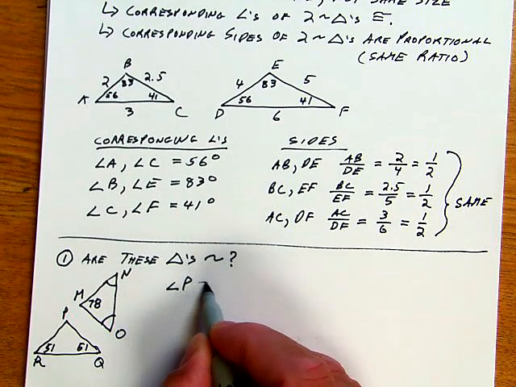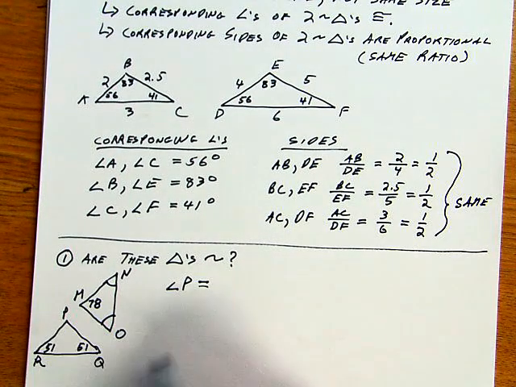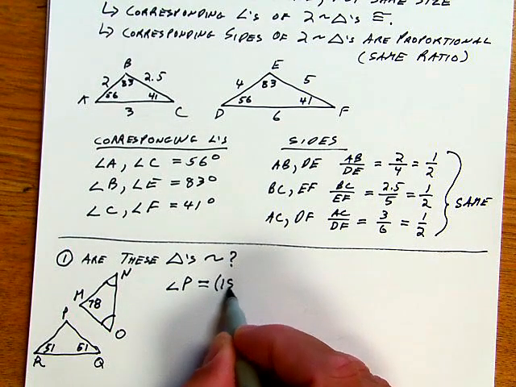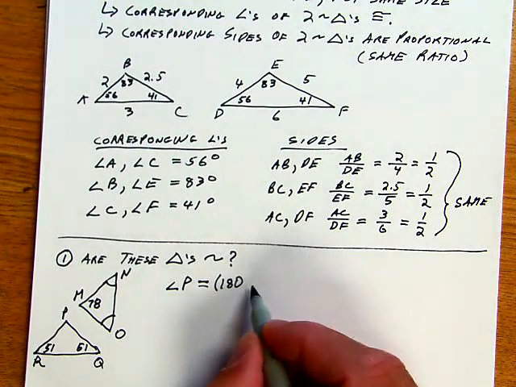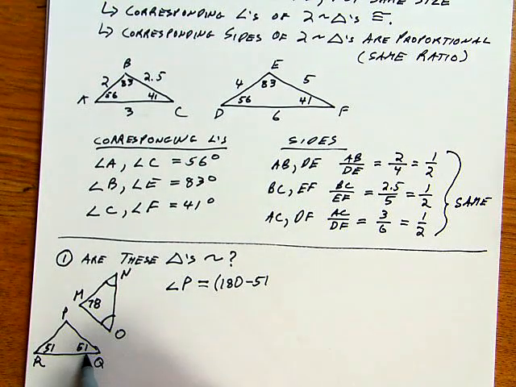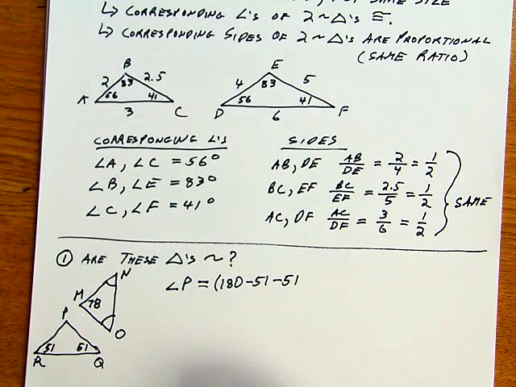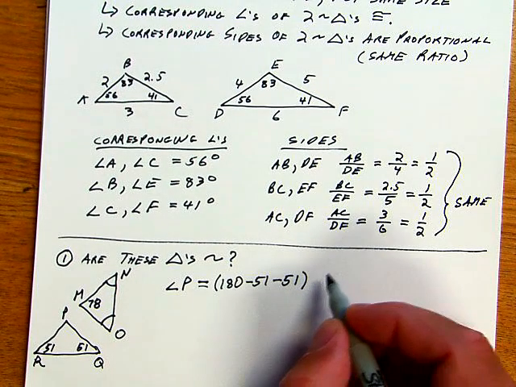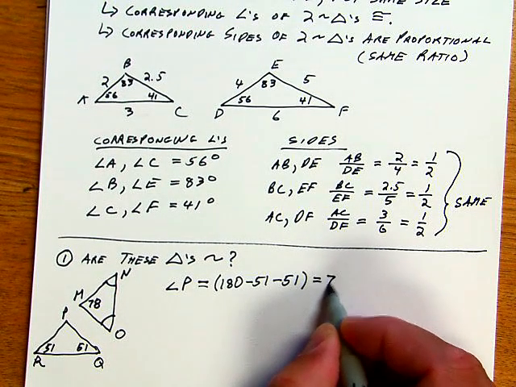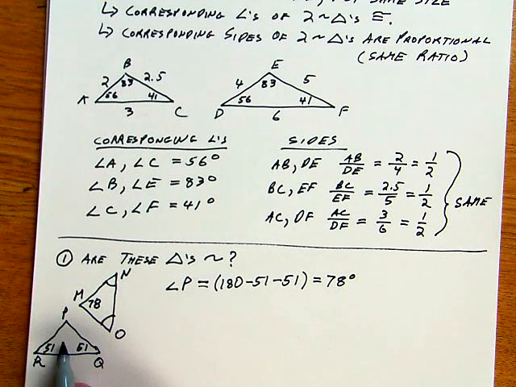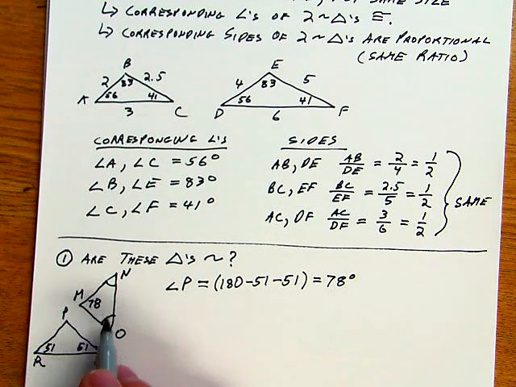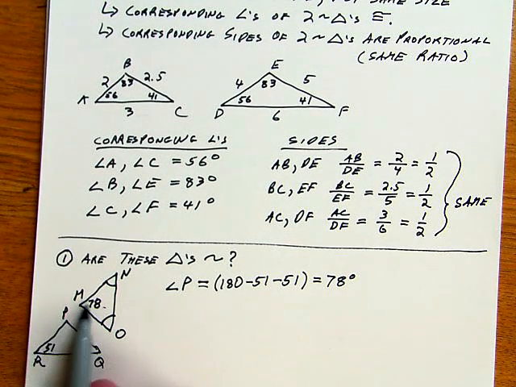Well, P is equal to what? Well, I know two angles, so I know that a triangle has 180 degrees total. And I'm going to subtract 51 and another 51. And what do I end up with? I end up with 78. So angle P right here is 78. Well, that corresponds with an M. Notice I have to rotate this one around to be the same orientation. P and M are the corresponding angles.